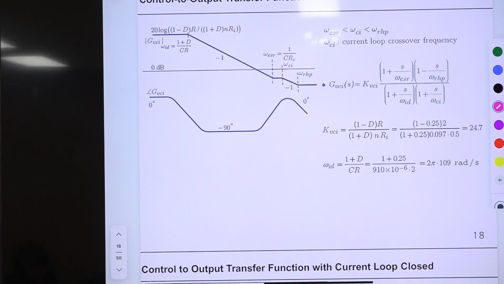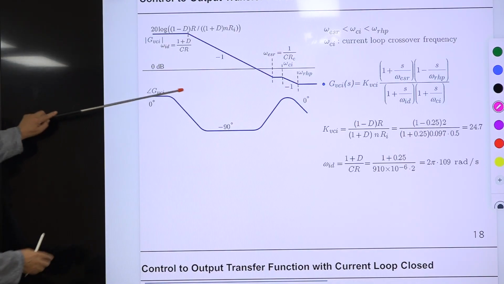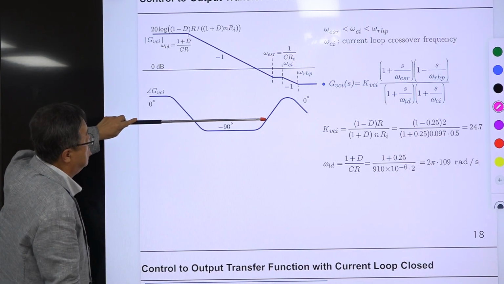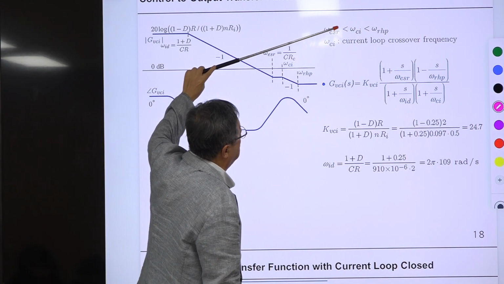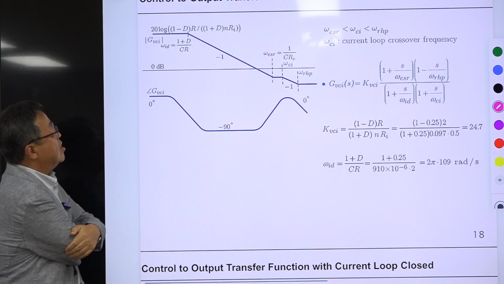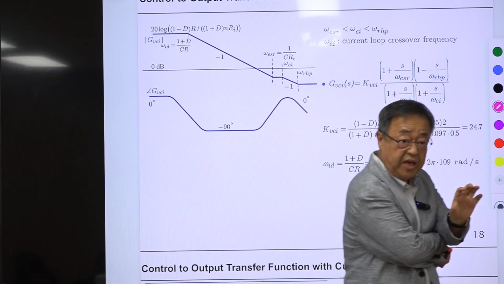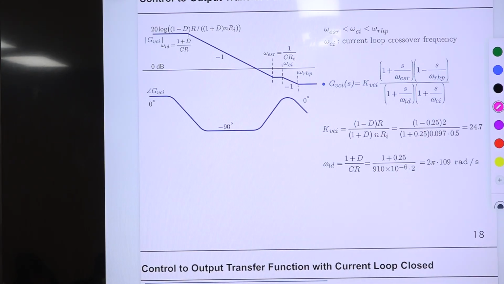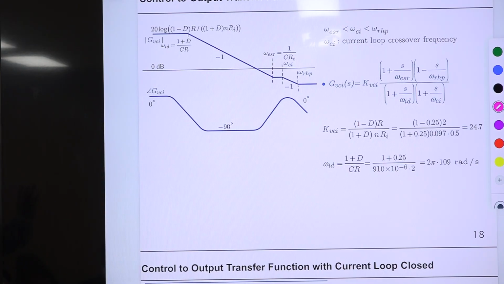Okay, so here we calculate this number. Same thing. Okay, asymptotic plot of magnitude, asymptotic plot of phase, and this is a relationship between the location of omega ESR, omega CI, omega RHP, and again omega CI is the current loop crossover frequency. It's extremely important to design everything properly. So you select omega CI between 10 to 30% of switching frequency. That is fine. Then you don't have any problem.